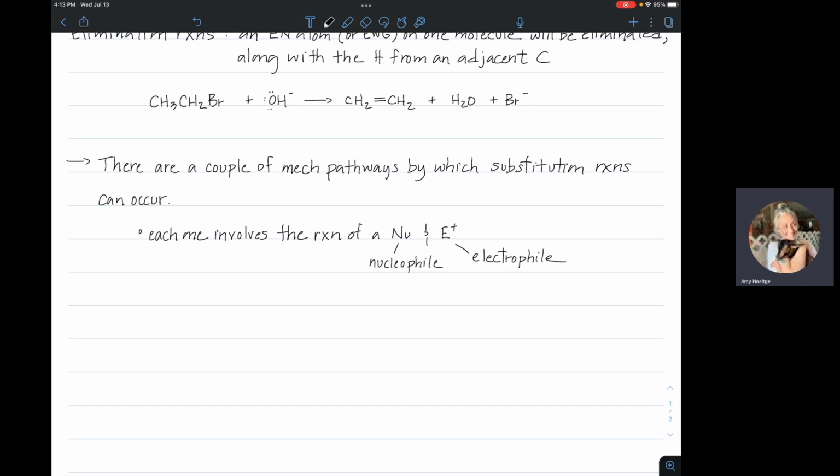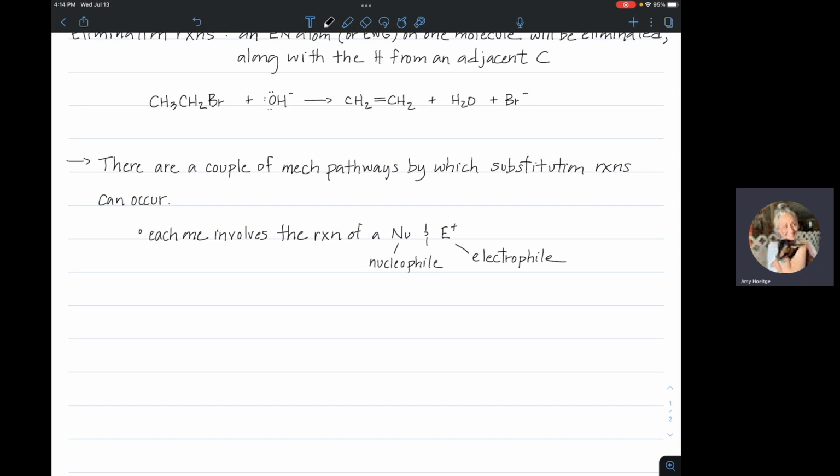So the nucleophile is going to be nucleus loving, right? And the electrophile is going to be electron loving. So this is where these two are going to intertwine. In both cases, the electrophile is going to be substituted for the nucleophile. So we call these reactions nucleophilic substitution reactions, because in each case, we'll have a molecule that has an electronegative element that's going to be substituted for the nucleophile.